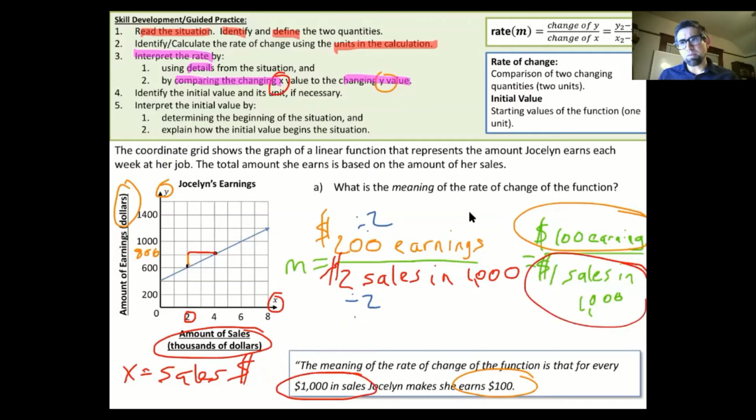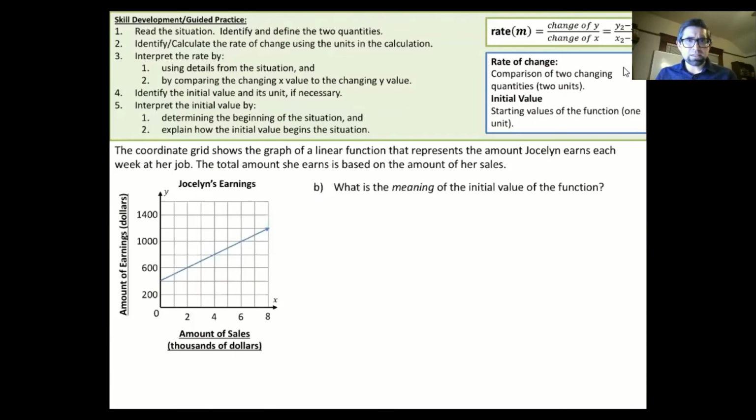Let's see what the next problem has, and let's see how we're going to interpret the initial value. This problem looks exactly the same, but I have a different question here. I see that instead of A, it says B this time. So let's go through our steps again. Read the situation, identify and define the two quantities. Let's just make sure everything is the same here.